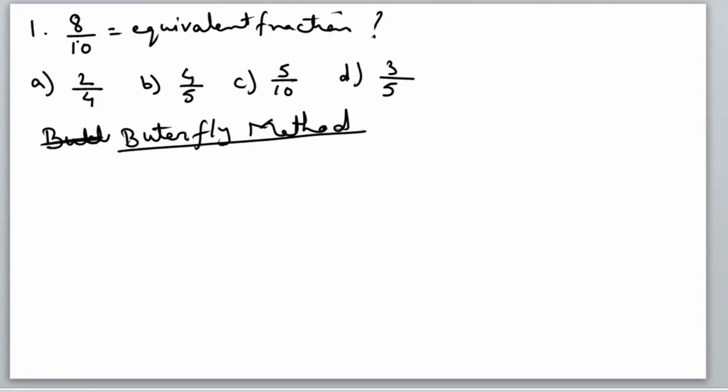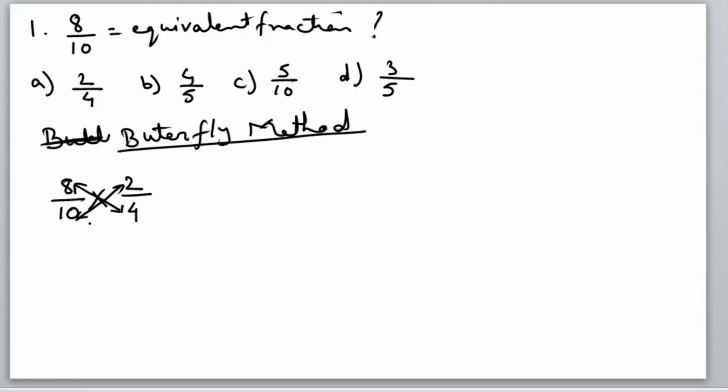Okay, what is butterfly method? Here is 8 by 10. So you first take the option 1. What you have to do? Take 8 by 10 here and use the times, that is multiplication. Take option 1, it is 2 by 4. Then you have to multiply these two together and these two together. So that is called butterfly. It becomes like the wings of a butterfly. That's why it's called butterfly method.